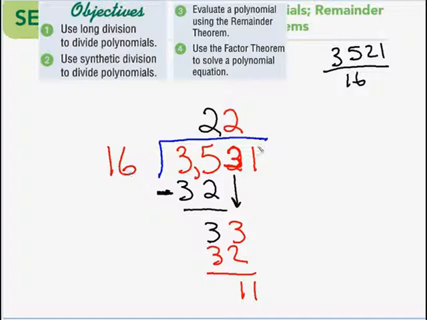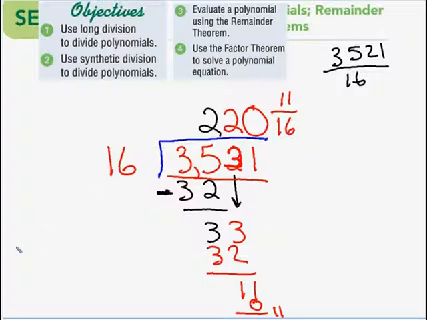How many times does 16 go into 11? Well, none. One time is more than enough. So 0. And then 0 times 16 is 0. We subtract one more time, and we get 11. 11 is less than 16, so that's our remainder. And we would write it as a fraction. The remainder, 11, is the numerator. The denominator is our divisor, 16. 11 sixteenths. So how many times does 16 go into this number? 220 times, with 11 sixteenths left over.